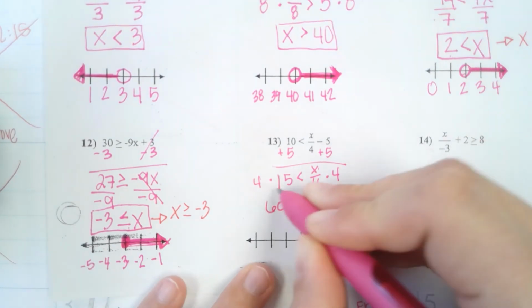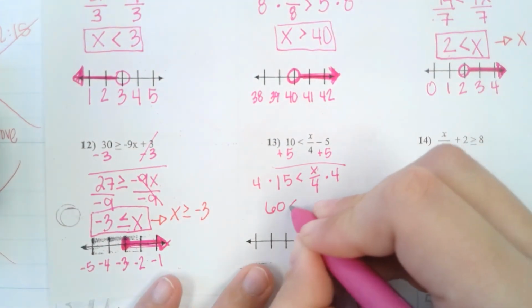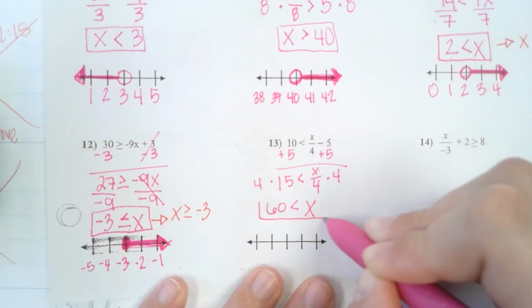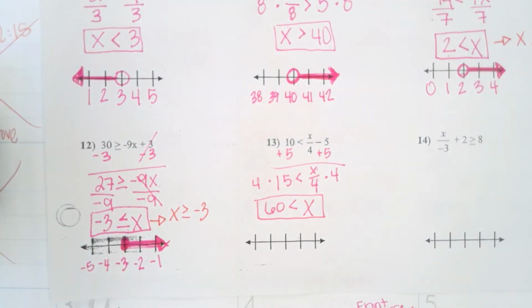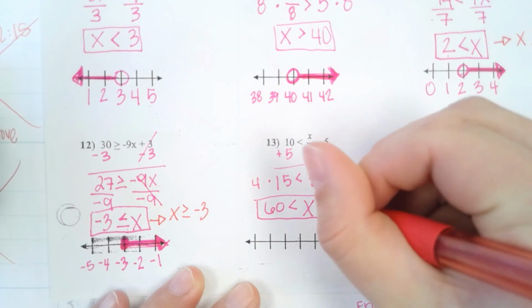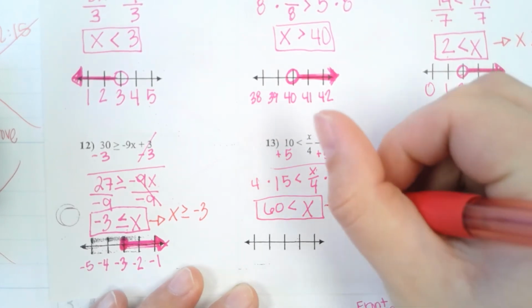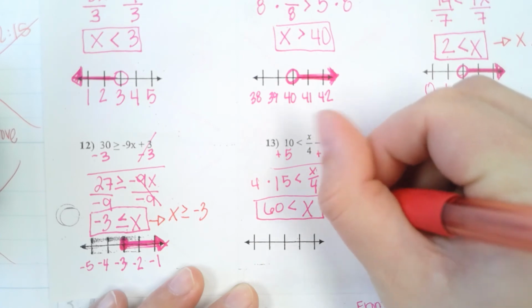I did not multiply by a negative, so I'm going to keep my inequality sign, and then I'm left with x over here. And once again, if you like to flip-flop your inequality, make sure that your x is on the left-hand side. You're more than welcome to do that. Just make sure that you also flip your inequality sign back around.